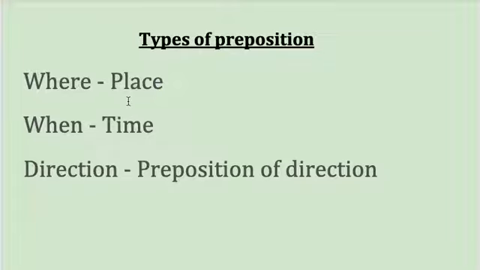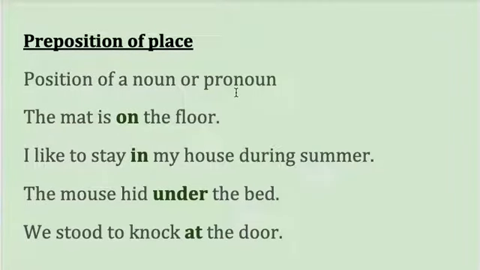So, based on these three scenarios, let's talk about preposition of place. It's one of the types of preposition. Okay, now it says, ye kya bata hai? Position batata hai, noun or pronoun ka in a sentence. Position, like mat, the mat is on the floor. Mat kya hai? Noun hai. Wo kahan hai floor ke relation mein? On the floor. Okay. I like to stay. I kahan hai? In my house during summer. The mouse hid. The mouse kahan hai? Under the bed. Okay. So under preposition hua, position hua, mouse ka bed se related.